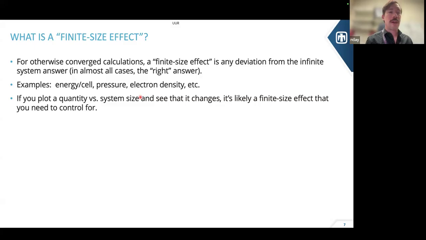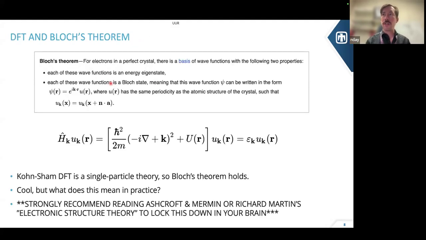I might have an equation of state calculation where I need to converge this to a millihartree per atom, or I might need a tenth of a kilobar for the pressure. That's system dependent, but you do need to know what it is and how big it is. We don't really harp on this a lot in DFT because DFT has some really nice properties, but as a stepping stone to understand how finite size effects work in a traditional DFT context and how we're going to use them, we really need to start with Bloch's theorem.